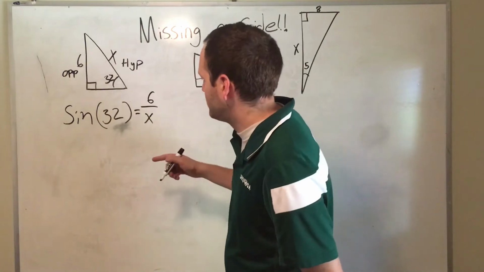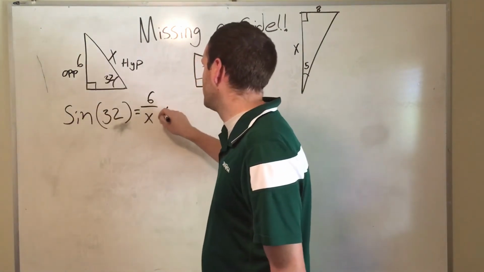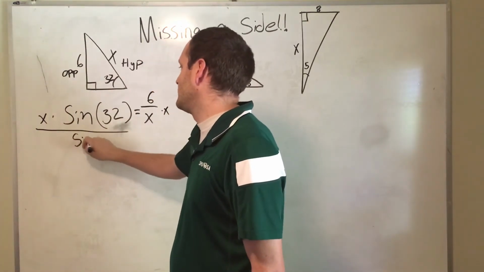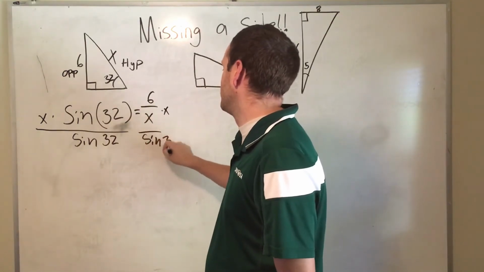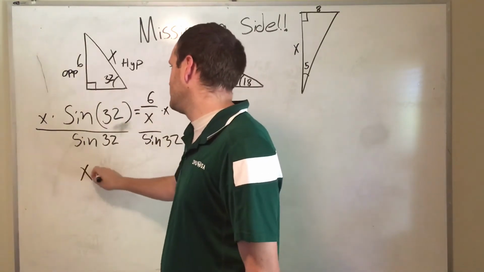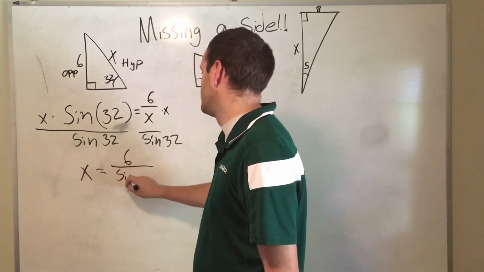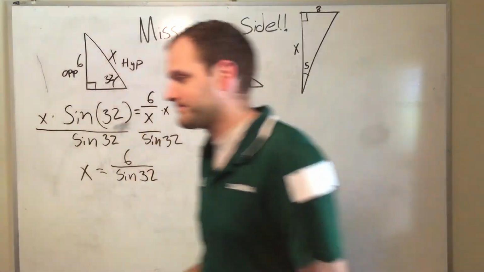So if I'm going to solve this, I need to multiply x over to this side, and then divide by sine of 32. That'll give me x equals 6 over sine of 32, okay? Now I plug that into a calculator.